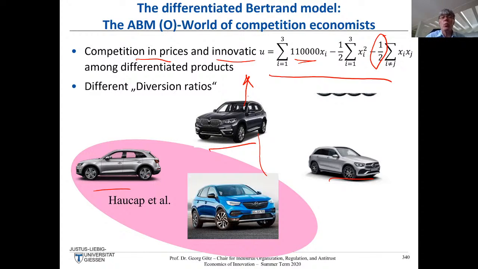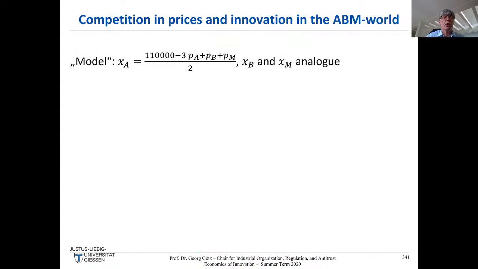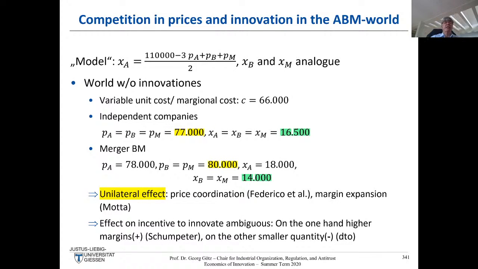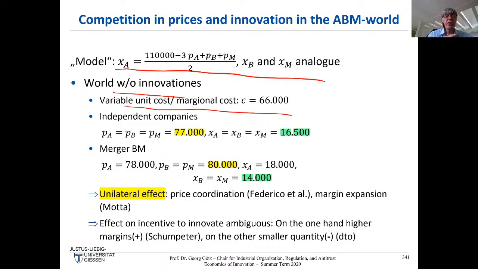Okay, so what are we doing next if it works? How do competition and prices look in such a world? This is just a reminder of what we did in the competition policy course. In a world without innovation, just assume that there are some variable unit costs. I just used a cost so that we get nice numbers here, a cost of 66,000, and the price will be 77,000, and here you have the quantities. Okay, and so this is straightforward to calculate.